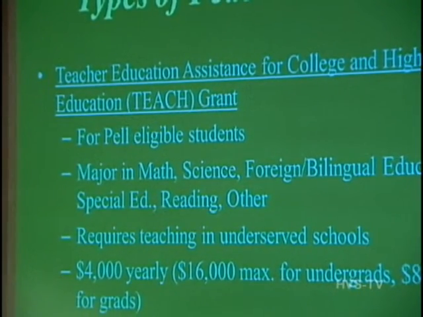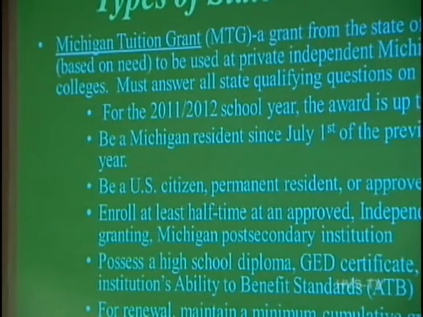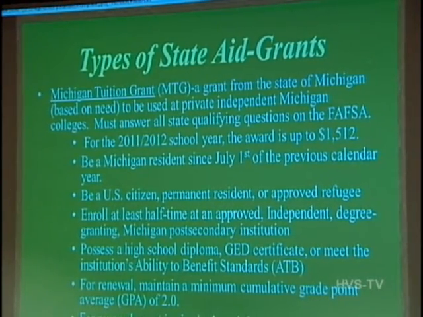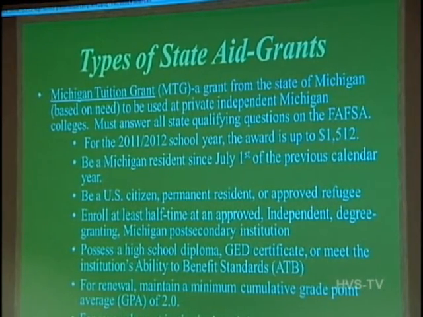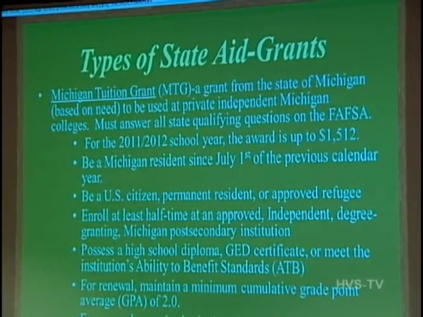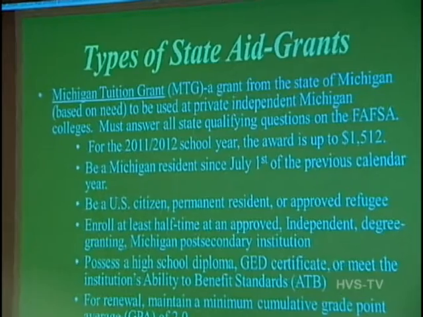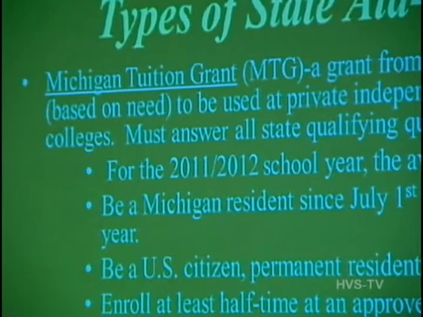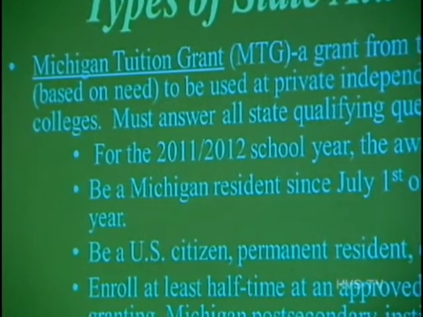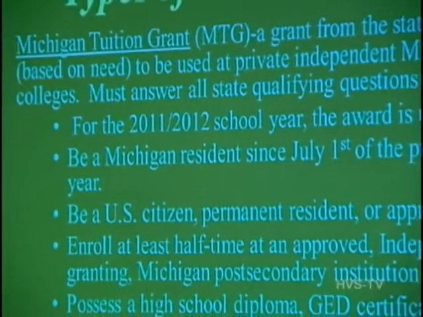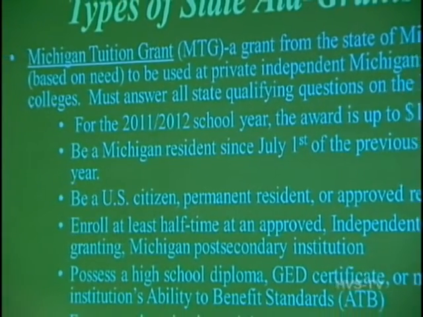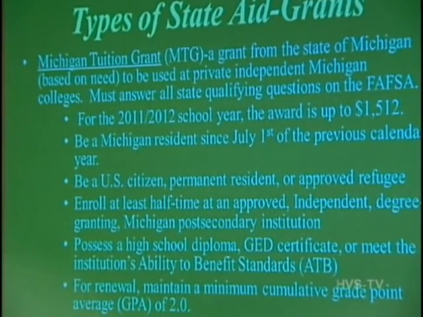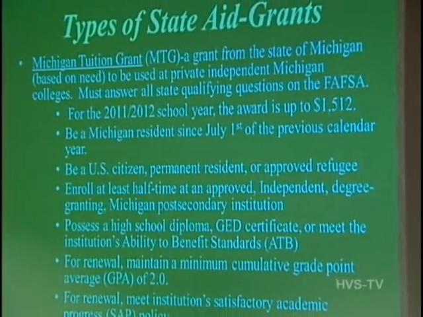Okay? Next slide, please. Next, we're going to talk about some state aid. One type of grant that's out there from the state of Michigan is called the Michigan Tuition Grant. This is to be used at private independent colleges in Michigan, like Baker College. The student must answer all state qualifying questions on the FAFSA. For the current school year that we're in right now, the award is up to $1,512. The student and the parents have to be a Michigan resident before July 1st of the previous calendar year. They have to be a U.S. citizen or permanent resident. They have to attend at least half-time. I'm not going to read all of this slide to you, but the EFC range should be between 0 and about 11,000 to qualify for the Michigan Tuition Grant.